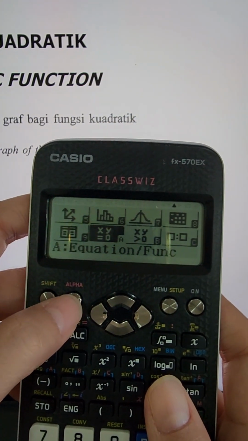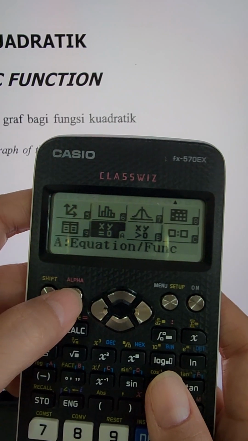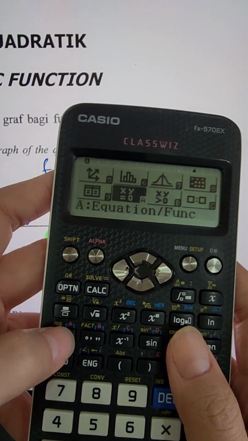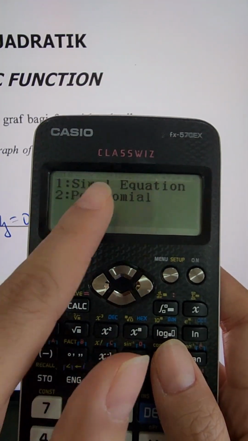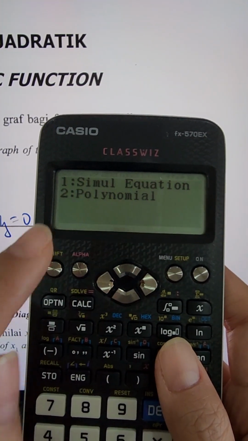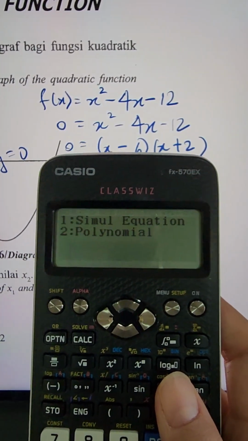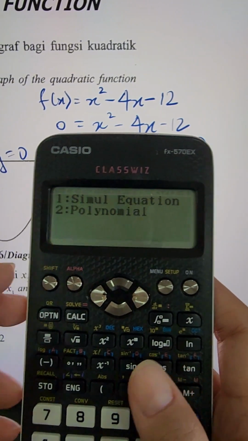Then you go to alpha. Alpha stands for alphabet, not alpha, beta, gamma. So press alpha 1 time and then you go to the negative button. You see the tiny red A here. So press the negative button. Then you see simultaneous equation and polynomial. This is not going to be simultaneous, because only one equation is given here. So polynomial is for one equation given.